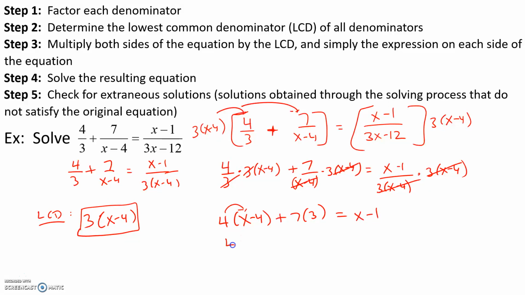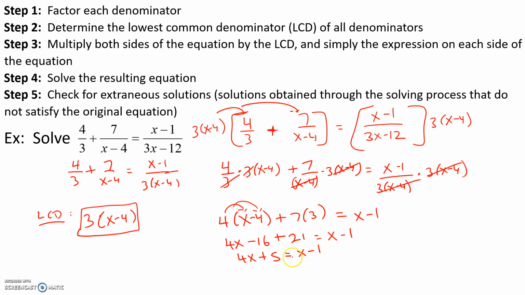We got 4 times x, which is 4x. 4 times negative 4, that's negative 16. 7 times 3 is 21. That equals x minus 1. Once we distribute, let's combine our like terms. We have 4x plus 5 equals x minus 1.